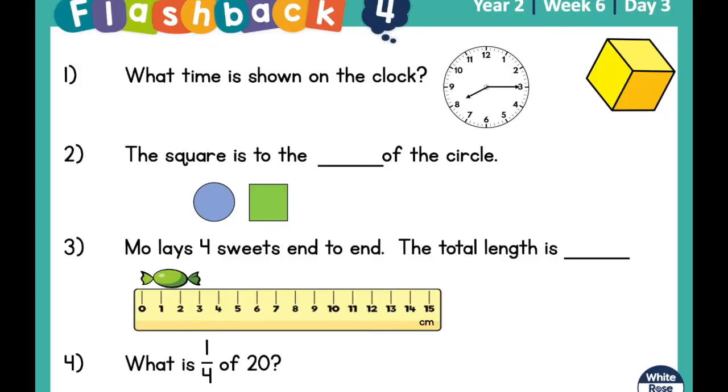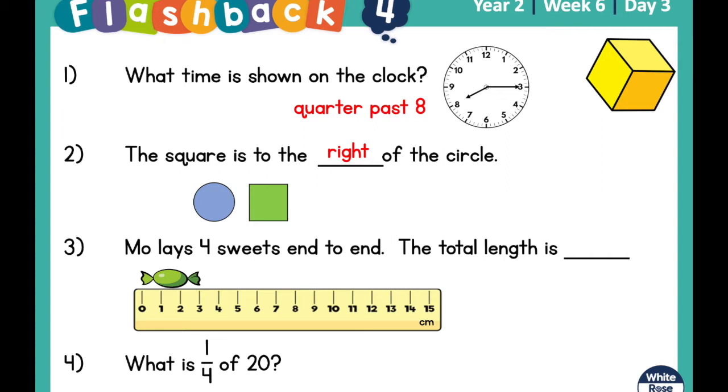Ready to check? Here's question 1. What time is shown on the clock? The answer is 8:15. Question 2. The square is to the right of the circle. Question 3. Mo lays 4 sweets end to end.